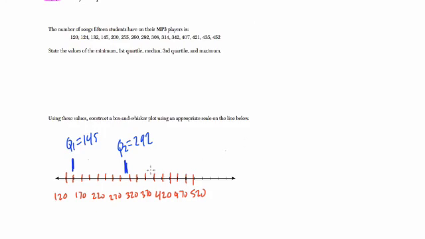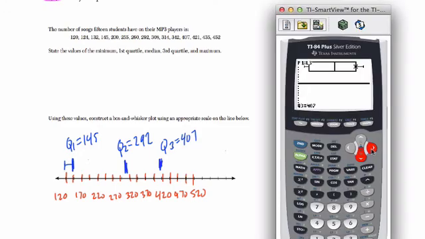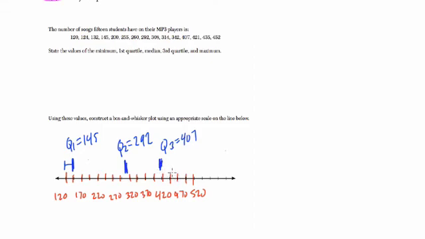Q3 is 407. So here's 390. 407 is about right here. Q3 equals 407. And the minimum is 120 right here. And the maximum, I can't remember that, is 452. Okay, so here's 420, 440, 470, 452 is right here. You can label that as 452 equals max. All right, so you just draw the lines in, set this box up, and you're done.